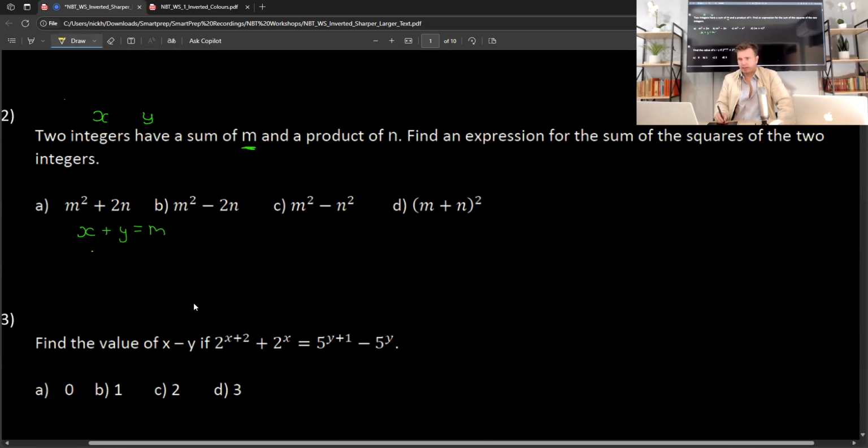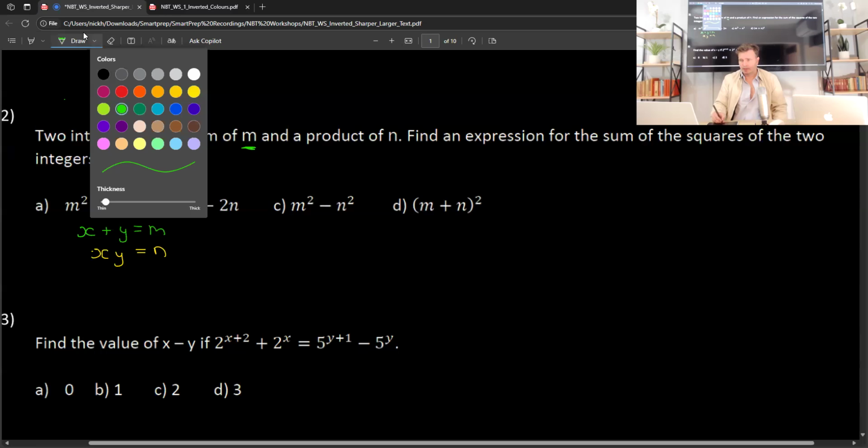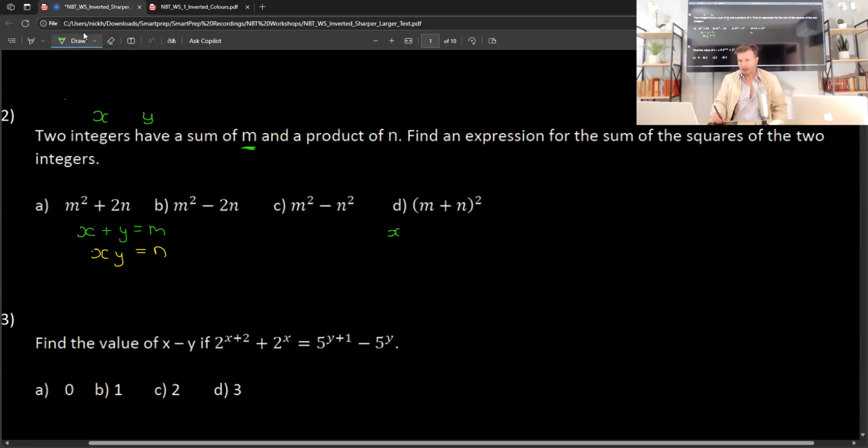It's good practice. Okay, and then the product is n, right? So the product of x and y is n, and they are asking, find the expression for the sum of the squares of the two integers. Okay, so they want the sum of the two squares. So we square both and sum them. They want to know what x squared plus y squared is equal to in terms of m and n, right? These are the answers. Okay, well, how do we get to x squared plus y squared?